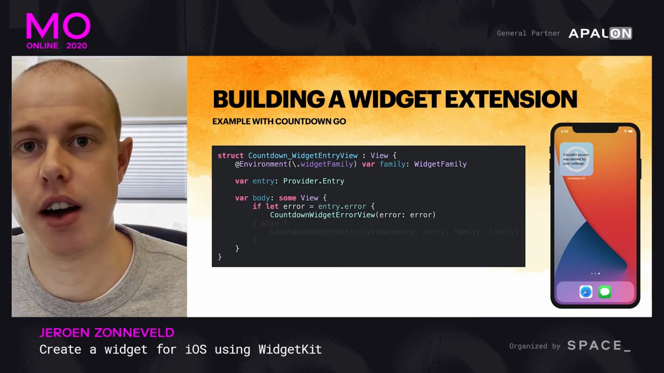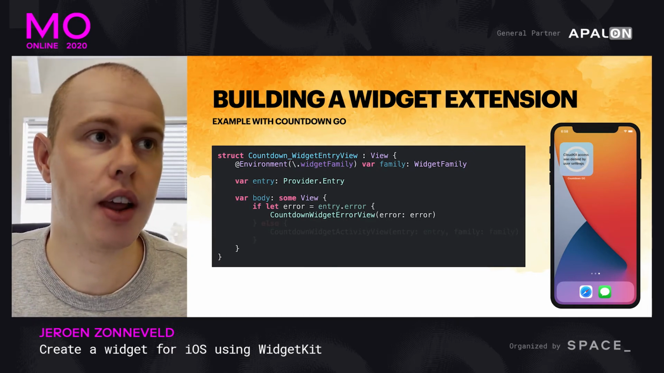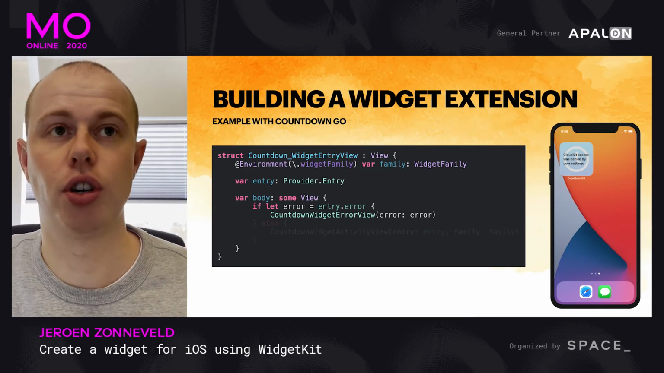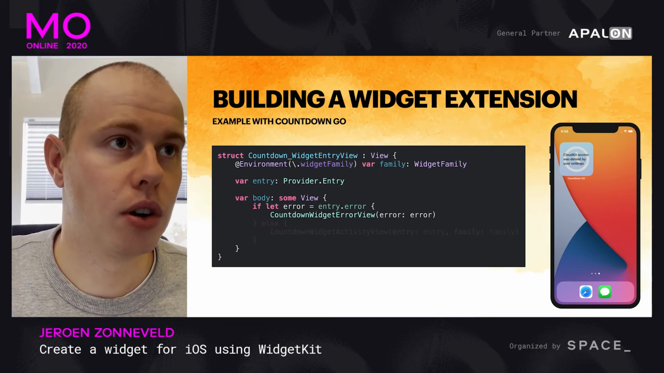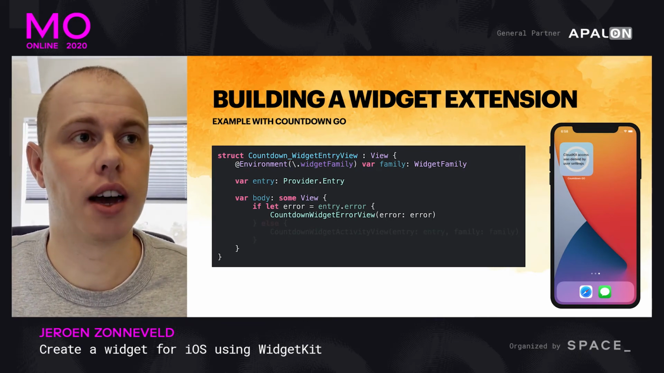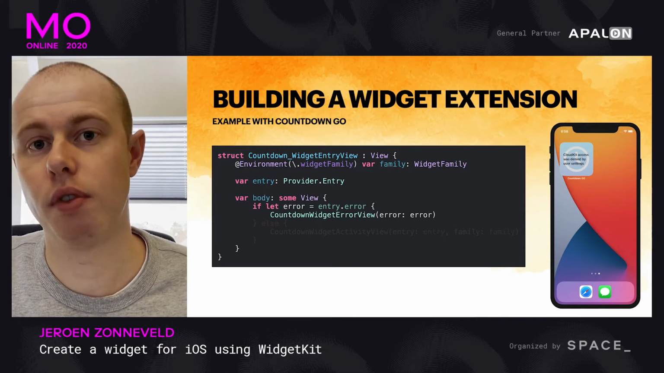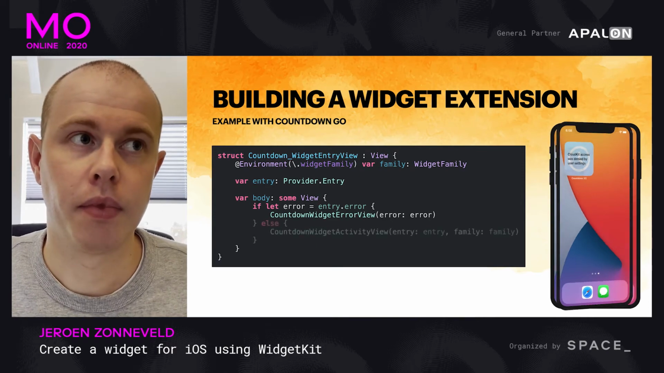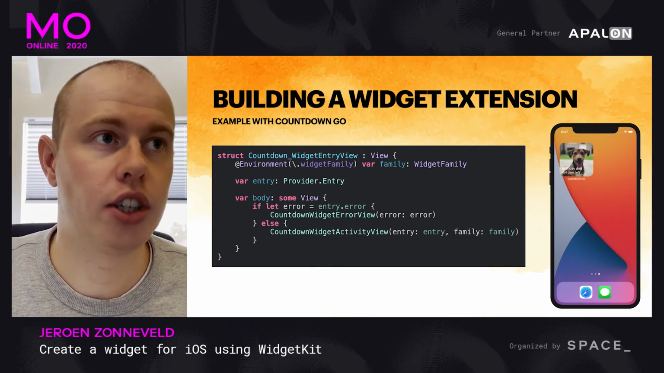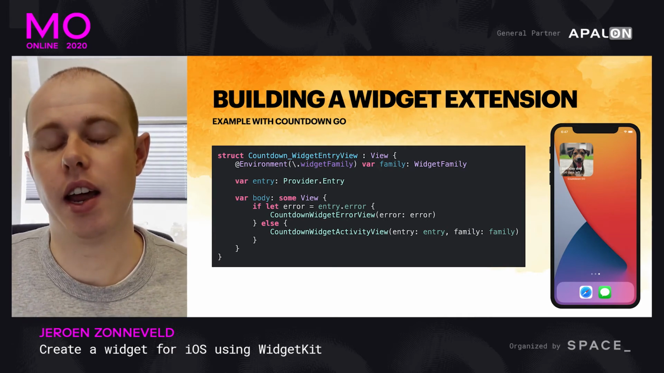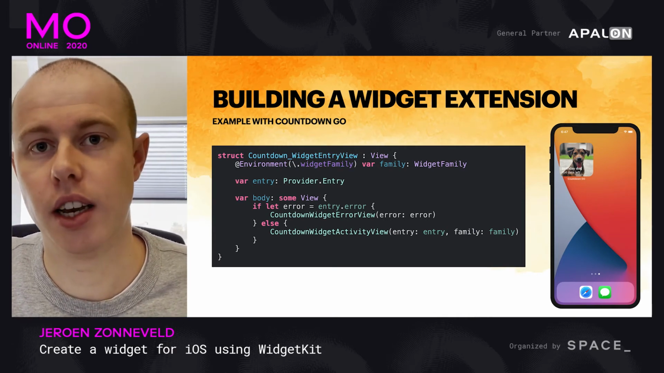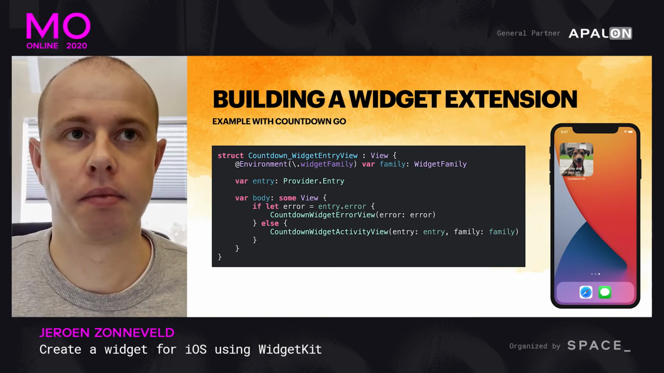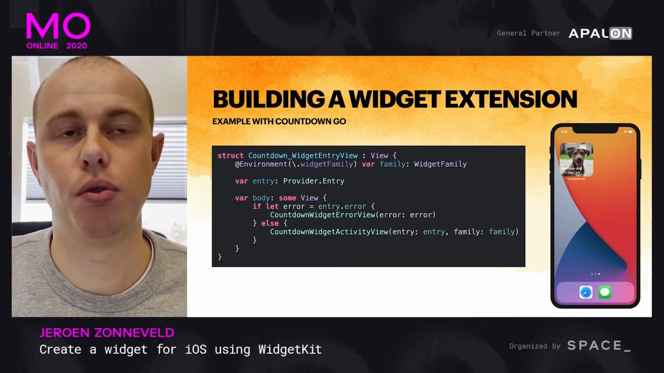First, I check if I have an error, and when I have an error, I will not show my widget with an event, but I will show an error widget. So in that case, I will load the countdown widget error view, which is a SwiftUI view I created, including the error as a string. If I don't have an error, I can show the countdown widget activity view, and I can pass the entry, which contains the name, the image, and the days left, and also the size of the widget. And I can present the view to the user.